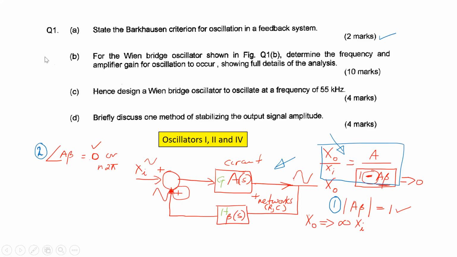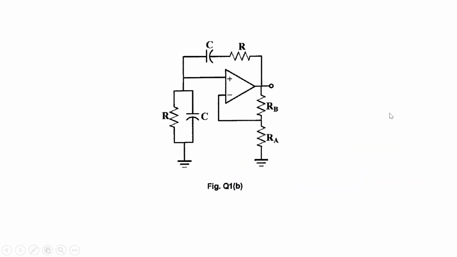Okay. And question part B was that given a circuit here, to determine the frequency and amplifier gain for oscillation to occur, and show the full details of the analysis. And again, all of this is taking oscillators 1 explains the Barkhausen criteria. Oscillators 2 is where the Wien bridge oscillator and the other phase shift oscillators are discussed. And remember, the idea behind all of them is to create a network where, as the signal is fed back.